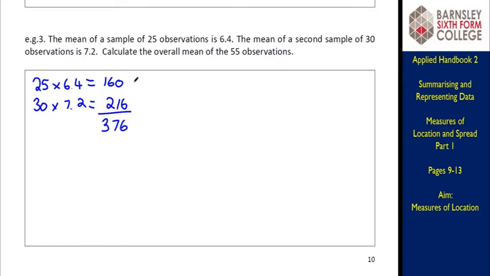So what I've essentially done there is the mean calculation in reverse. Normally, I'd add up all the numbers, divide by how many there are, and I get the mean. Now what I'm doing is taking the mean, timesing by how many values there are, and it's telling me what the values add up to altogether. So I do that for both sets of data, get 376. Now I know all the values add up to 376, divide that by 55, and I get 6.84. Which is what we'd expect, because halfway between 6.4 and 7.2 is 6.8, but there's more values in this second sample, so you'd expect the mean to be closer to the 7.2.